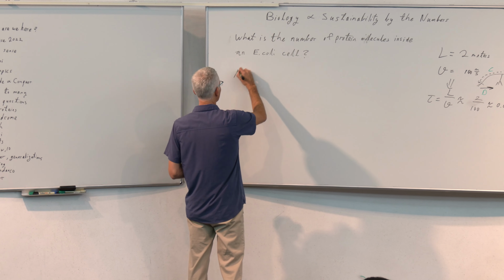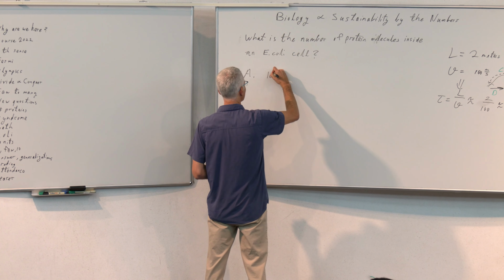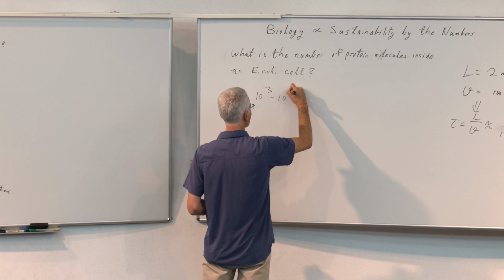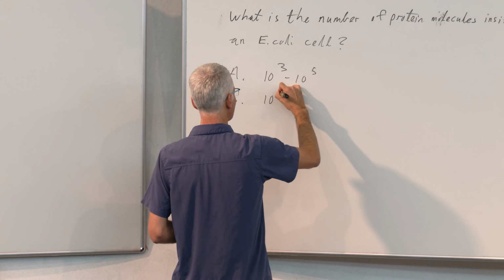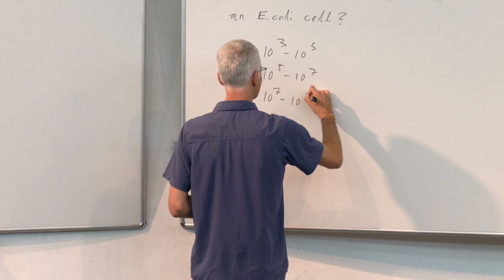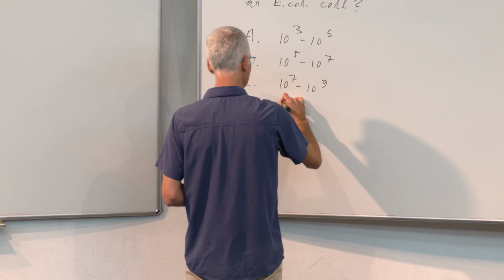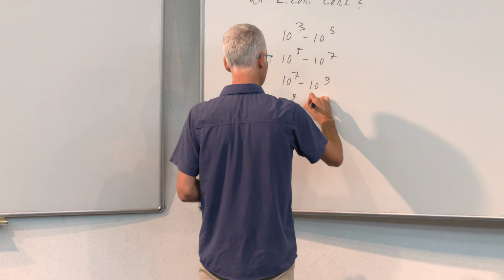And now let's give us some options. A, is it somewhere between 10 to the 3 and 10 to the 5? B, 10 to the 5 to 10 to the 7. C, 10 to the 7 to 10 to the 9. Or D, 10 to the 9 to 10 to the 11. Is the question clear?